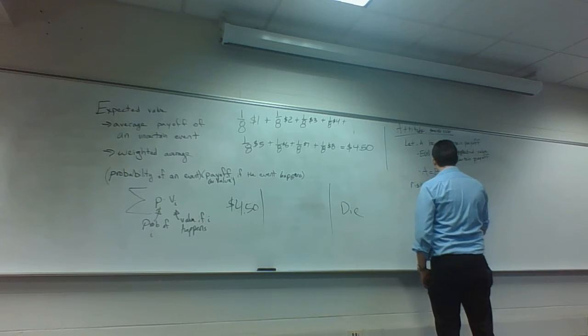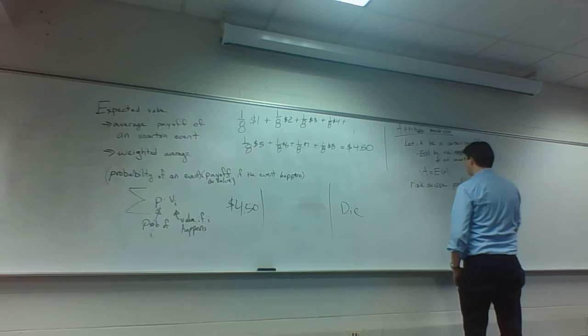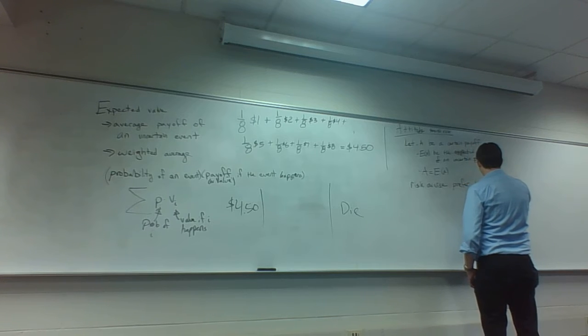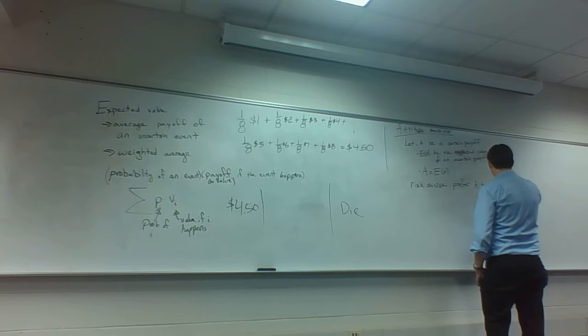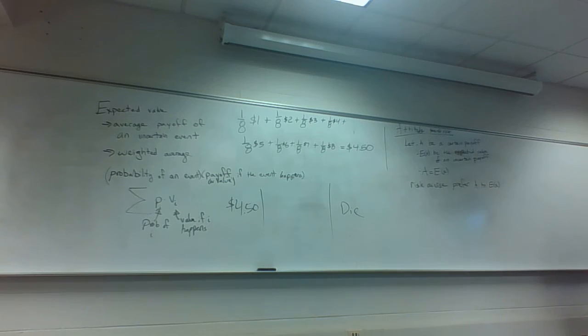Risk-averse people prefer A to EX. They prefer the certain payoff rather than the uncertain one, even though they are on average the same.